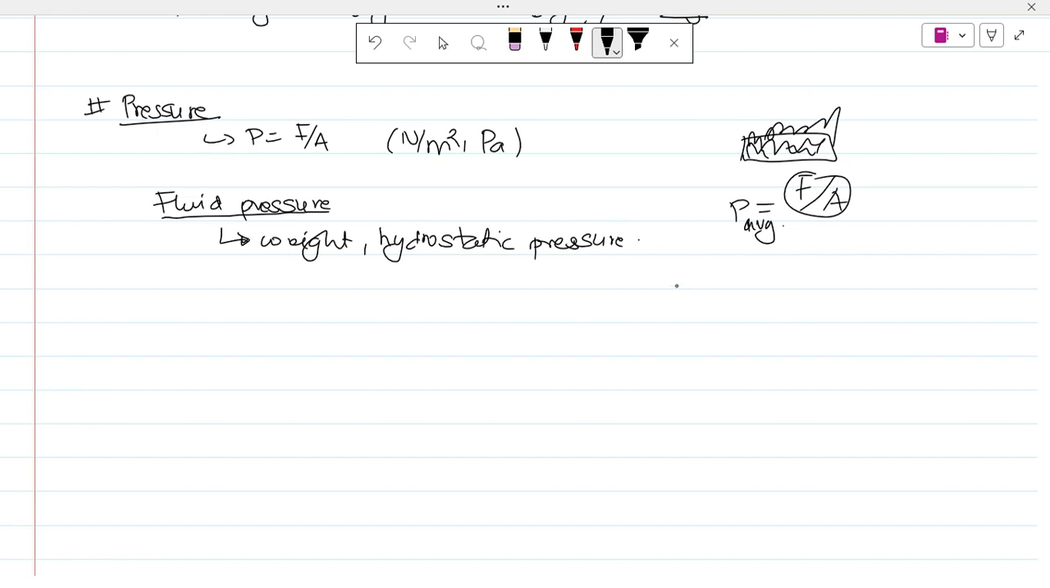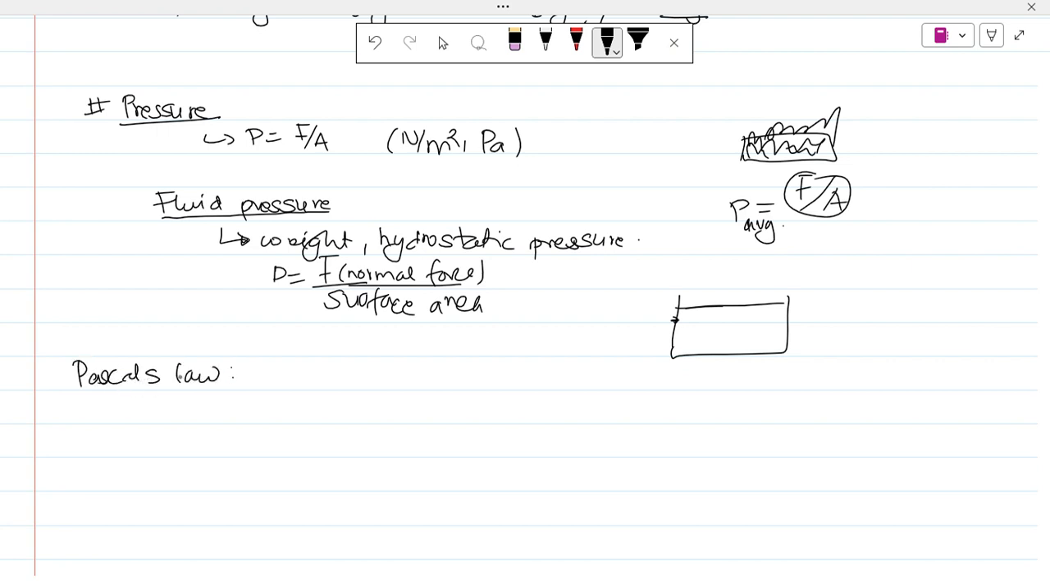Suppose there is a bucket where there is a fluid, and we have to calculate the total pressure on this bucket. Then we will consider pressure equals total normal force upon total surface area. This is the normal force.